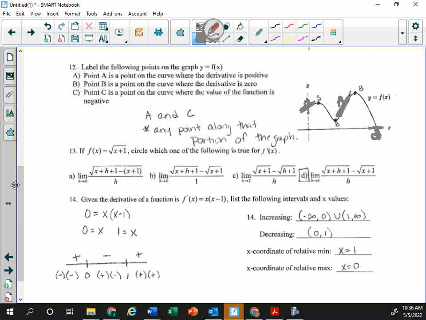So guys, number 12, the A could have been anywhere in this section. Anywhere that it's increasing, you could have put your point A. And then C, it doesn't say where the value of the derivative is negative. It just says where the value of the function is negative. So that has to be somewhere below the x-axis. You have to read things very carefully in this unit. Are we talking about the function? Are we talking about the derivative? And then I think you can see where the D's go. They're the maximums or the minimums.